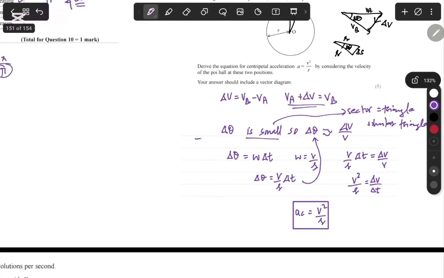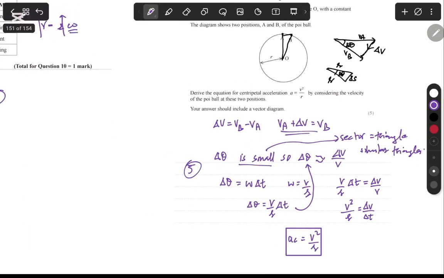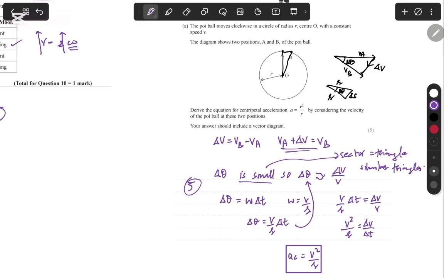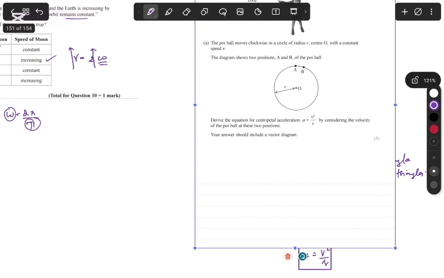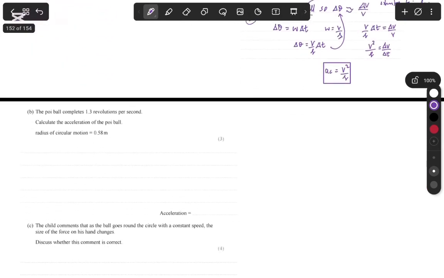So I hope this is clear. This is 5 marks. Again, if I was a bit quick, you can go to the third exam walkthrough where I explain it much more slowly and in much more detail. Okay, so I hope this is clear. Now let's go to the next part.